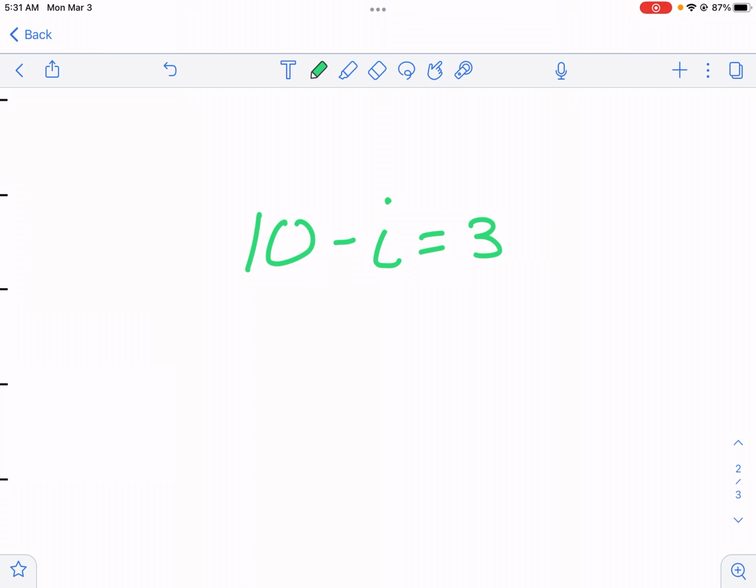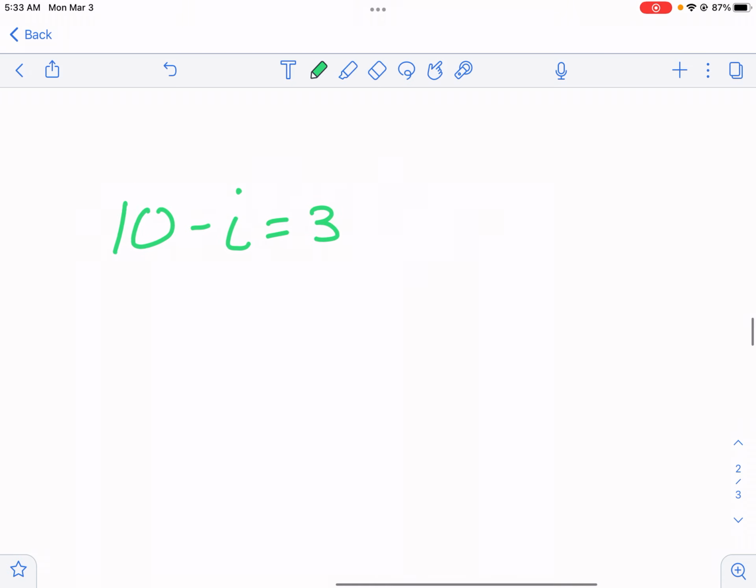So you might be able to do this in your head. 10 minus what equals 3? Well, I know it's 7. But what happens? Well, first off, we need to identify what is happening to I. Some people think, oh, it's subtracting, so we're going to add 10 to both sides. That would be incorrect, because if you add 10 to both sides, let me show you what that looks like.